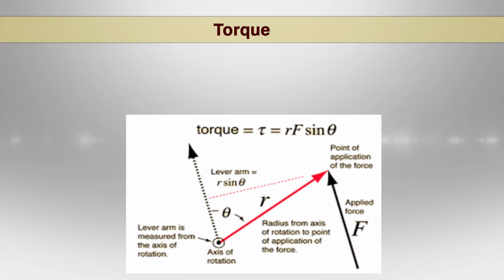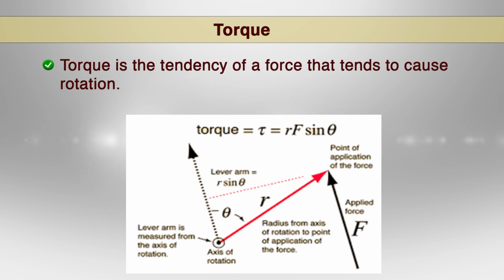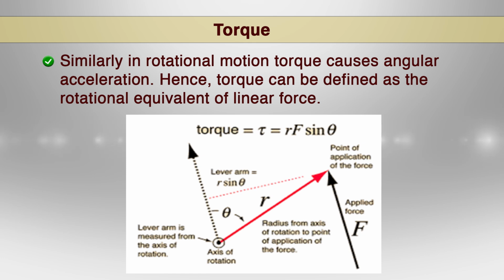The next definition which we will review today is the torque. Torque is the tendency of a force to cause rotation. Force causes an object to accelerate in linear motion. Similarly, in rotational motion, torque causes angular acceleration. Hence, torque can be defined as the rotational equivalent of linear force. In simple terms, it can be defined as the moment of force.